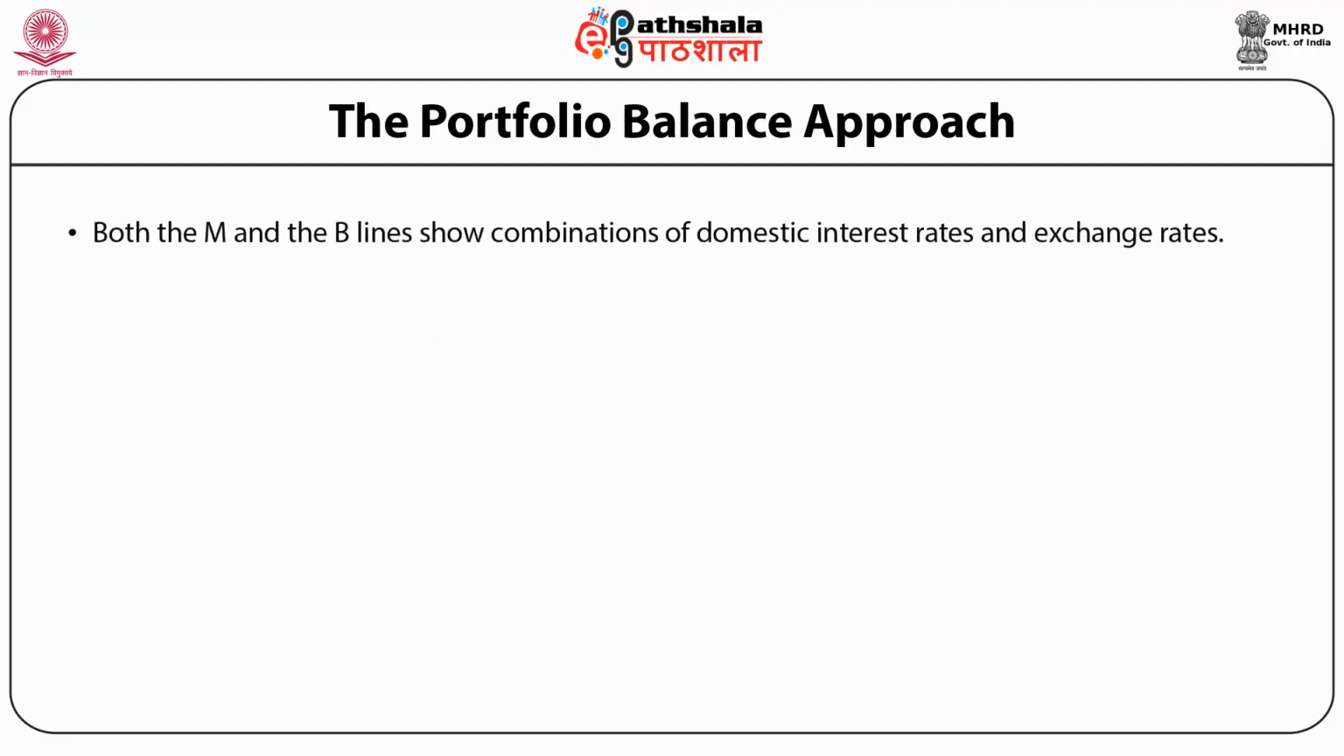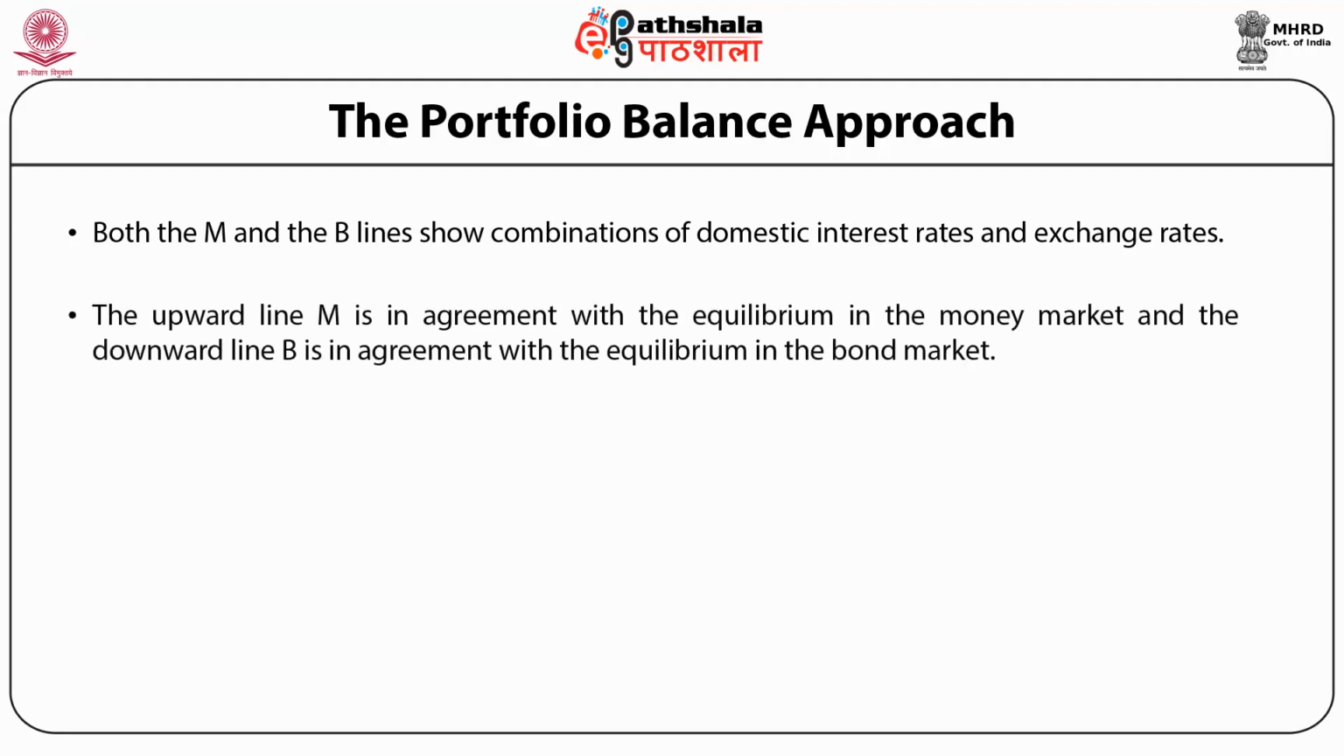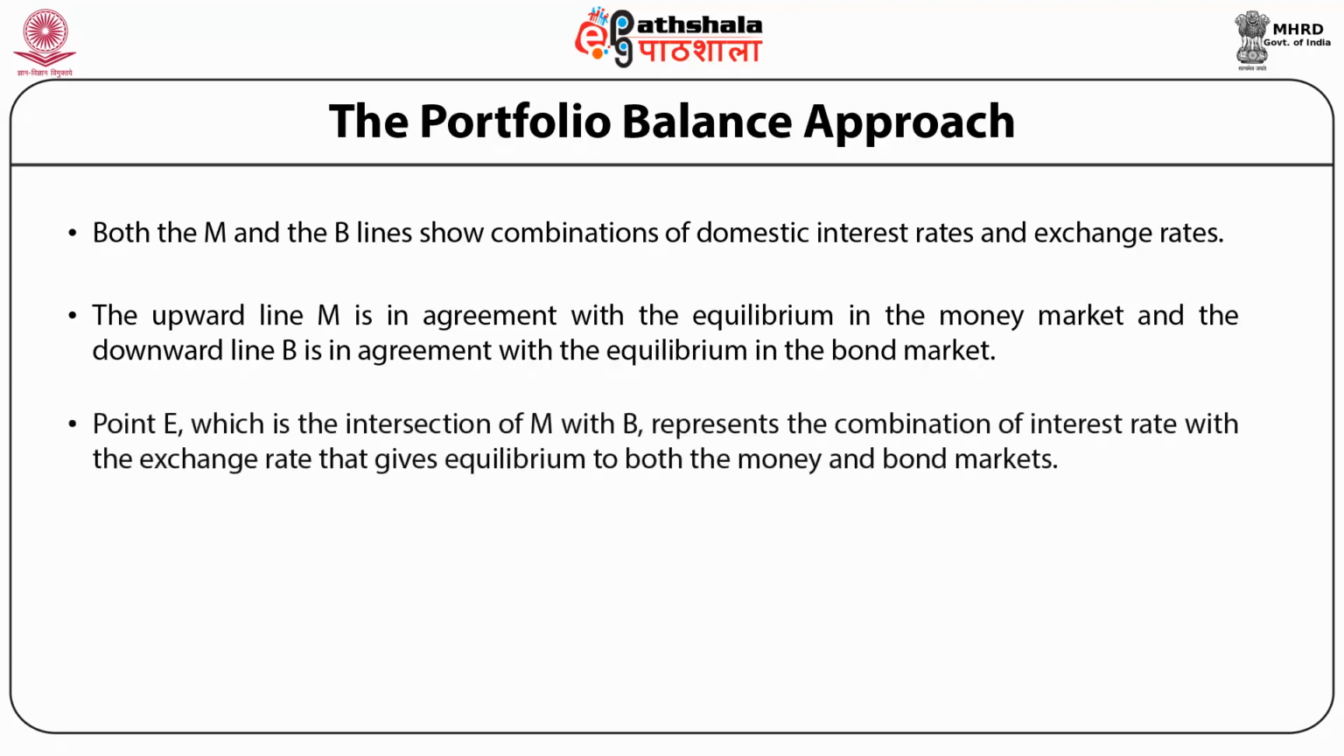Both M and B lines show combinations of domestic interest rates and exchange rates. The upward line M is in agreement with the equilibrium in the money market, and the downward line B is in agreement with the equilibrium in the bond market. Point E, which is the intersection of M and B, represents the combination of the interest rate and the exchange rate that gives equilibrium to both money and bond markets.